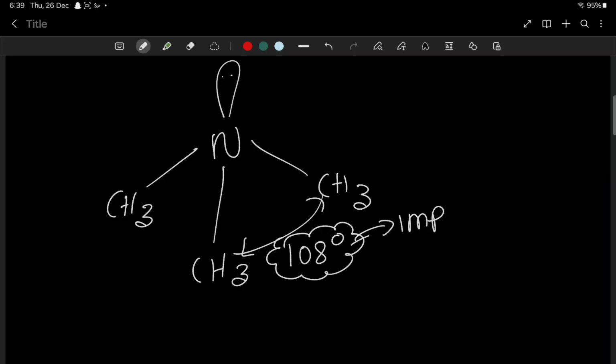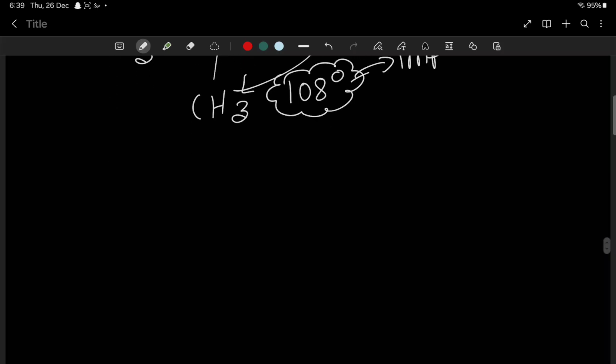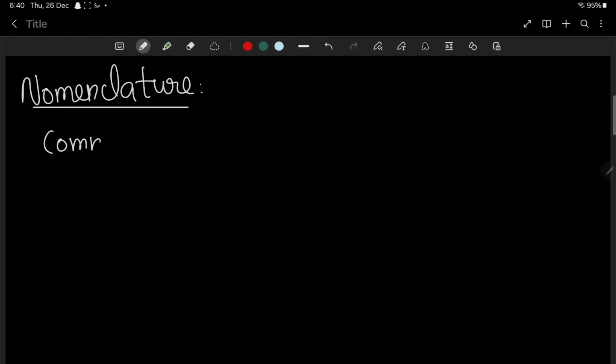Now we have the next part, that is nomenclature. This is also in the syllabus, so we'll just go through it. How will we name a compound in the common system? Very simple. What is a common name? That is the common or trivial name, which we commonly use. We name them as alkanamines.